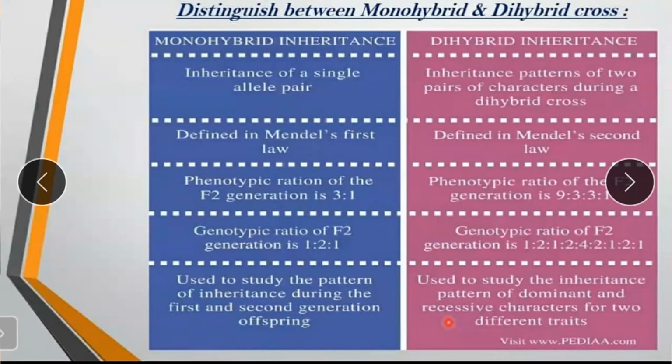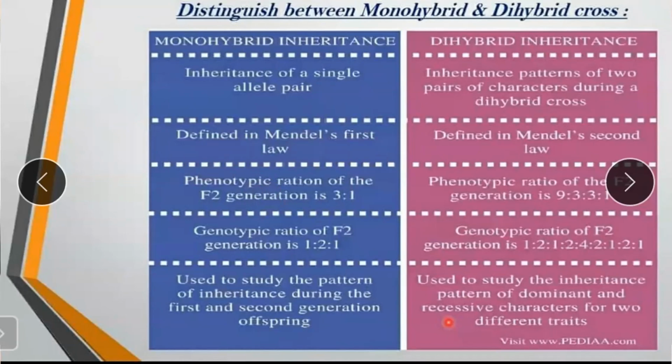What is monohybrid inheritance? It is defined in Mendel's first law. Okay. Monohybrid inheritance is defined in Mendel's first law. But dihybrid inheritance is defined in Mendel's second law. In Mendel's second law. Then in monohybrid inheritance, the phenotypic ratio of the F2 generation is 3:1.